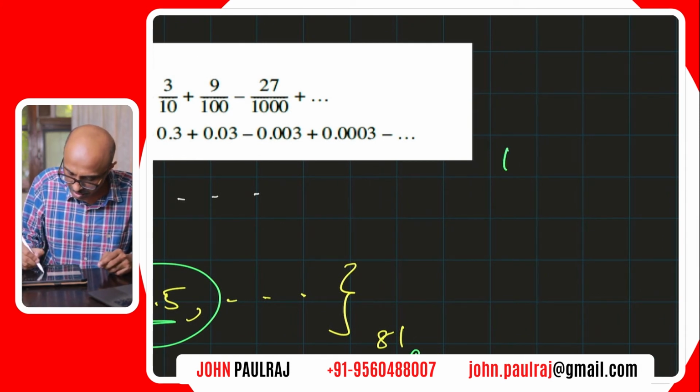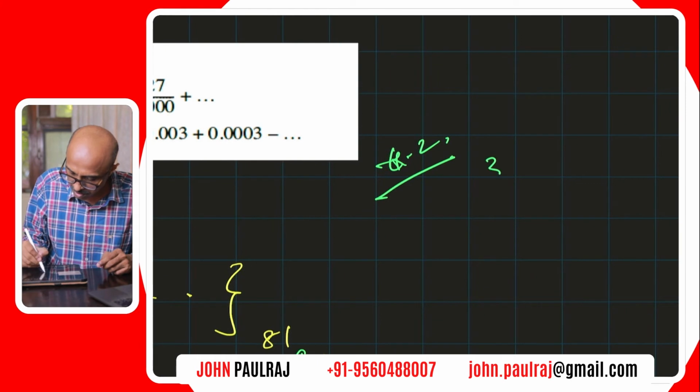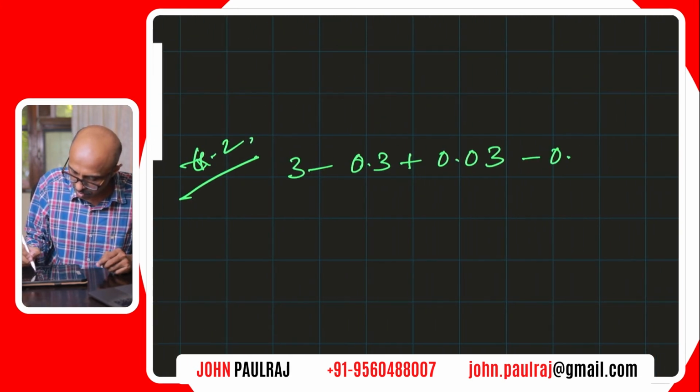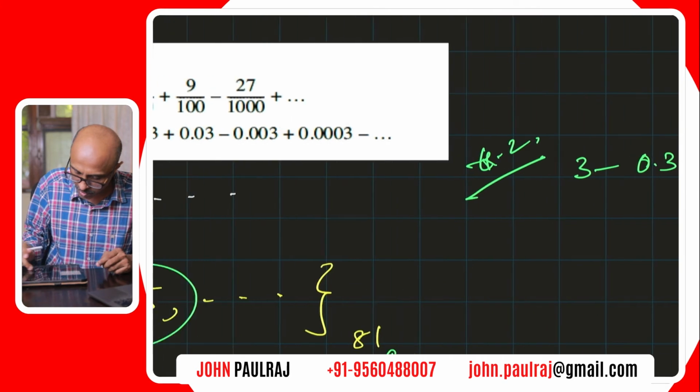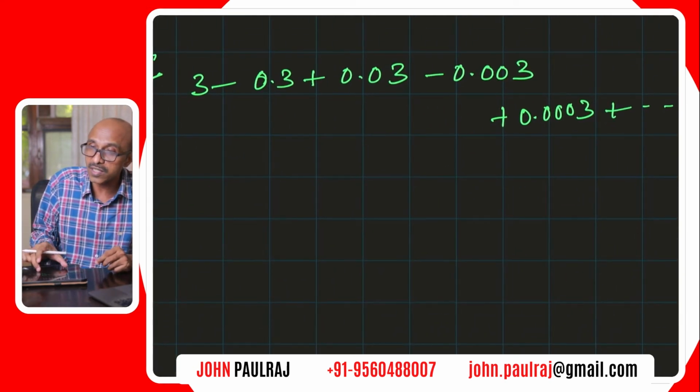So this is example 2. And what do I have? I've got 3 minus 0.3 plus 0.03. I believe that's the pattern. Yeah, and then a minus 0.003. What else do I have? Yeah, it goes in the same fashion. And then a plus 0.0003 and plus so on and so forth. Can you guys see this question? This is the question, all right?